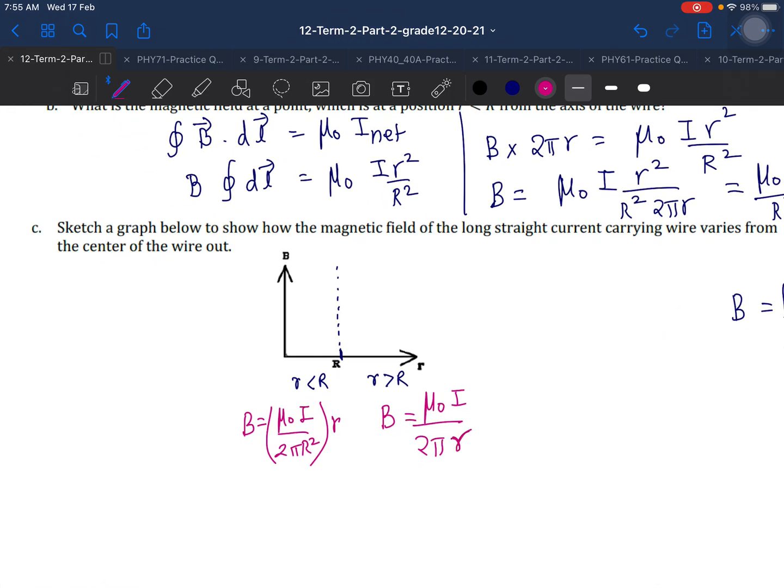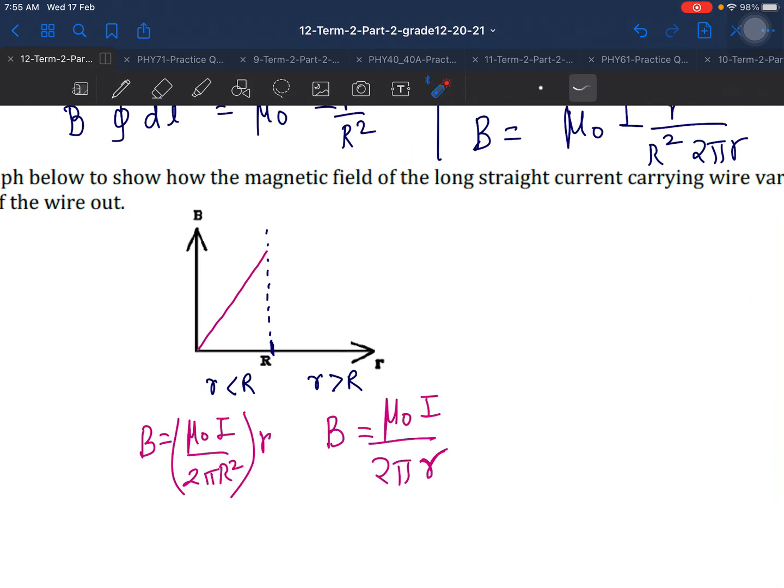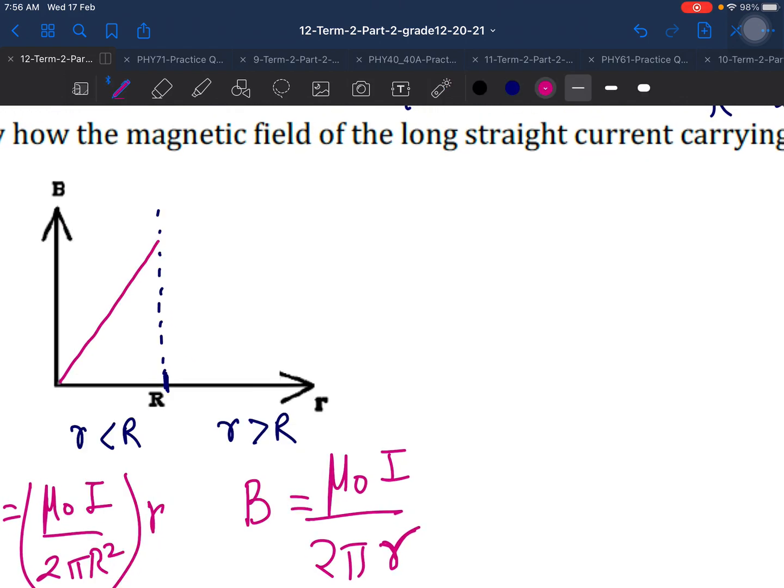Okay, now let's check. So as r increases, magnetic field has to increase. So in this region we should have a straight line. It's a linear relation, so we'll have a straight line like this. But for small r greater than capital R, we can see it's an inverse relation. As r increases, B has to decrease, and this inverse relation will be a curved graph. We have done this before also, so it will be something like this. You'll have a curved graph.